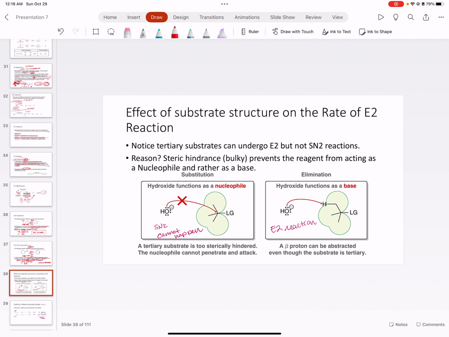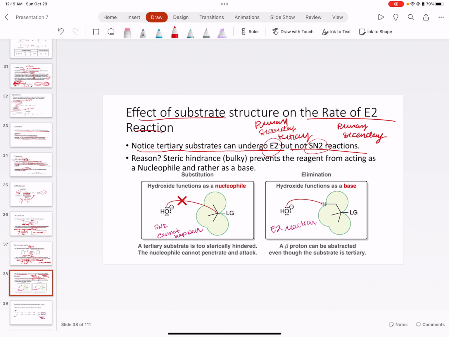Okay, so now we're doing the effects of the substrate structure on the rate of E2 reactions. So notice tertiary substrates can undergo E2 but not SN2 reactions. So this goes way back to what I said on the previous slide. SN2 reactions can only happen on primary and secondary. So there's no tertiary for SN2. While E2 can happen on primary, secondary, and tertiary.